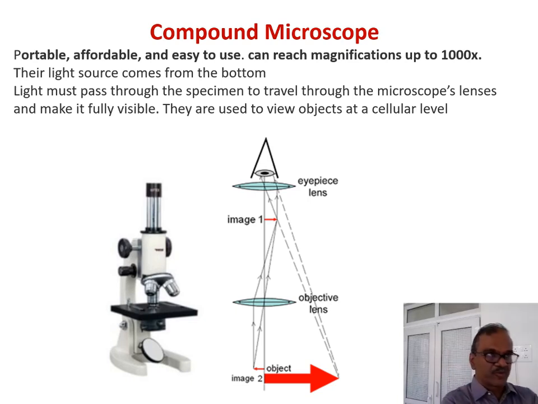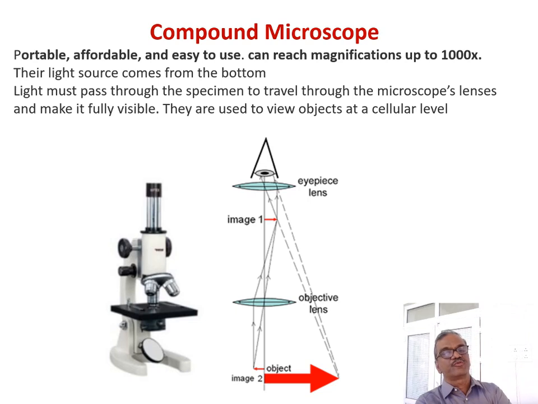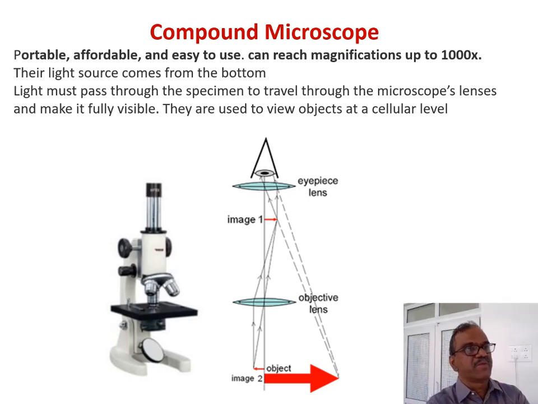So compound microscopes are easily portable, affordable and easy to use, and they go up to the magnification of 1000x. Okay, and the light source comes from the bottom and passes through the microscopic lenses and makes the specimen fully visible. It is possible to view the objects at the cellular level also. This is the one you are using.